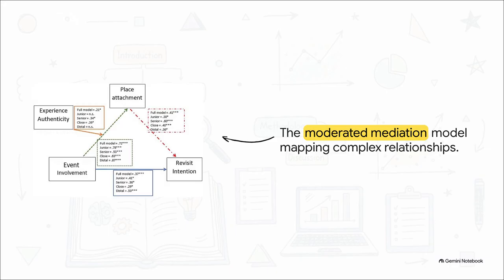The Rome study does a brilliant job illustrating its methodology visually. What you're looking at here is a moderated mediation model. The researchers used this specific visual and statistical model, an SPSS process macro to be exact, to track how experience authenticity moderates the relationship between event involvement and revisit intention. It's basically a super complex quantitative relationship, but it's made totally digestible through a clear model. It maps out exactly how the independent, dependent, and mediating variables interact with each other.